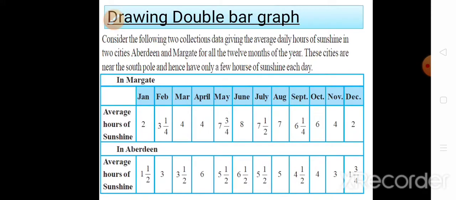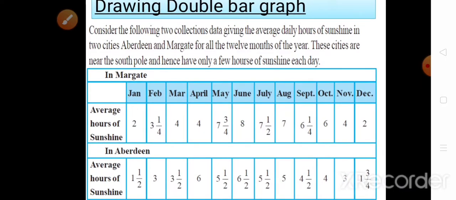Next, drawing a double bar graph. So why do we need to draw a double bar graph, right? For this, or to understand it better, let's take the help of the situation given here. I'm going to read it out for you. Consider the following two collections of data giving the average daily hours of sunshine in two cities, Aberdeen and Margate, for all the 12 months of the year. These cities are near the South Pole and hence have only a few hours of sunshine each day.